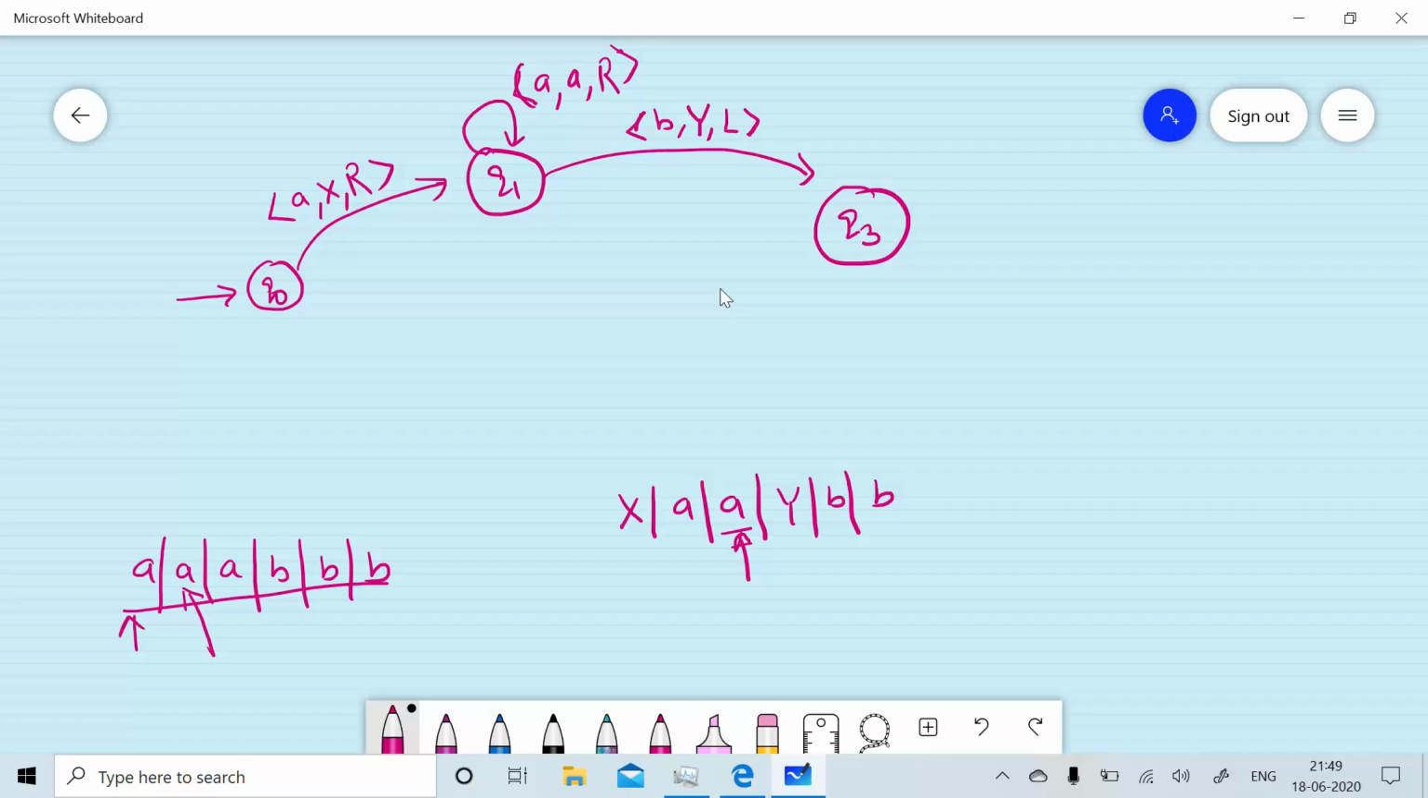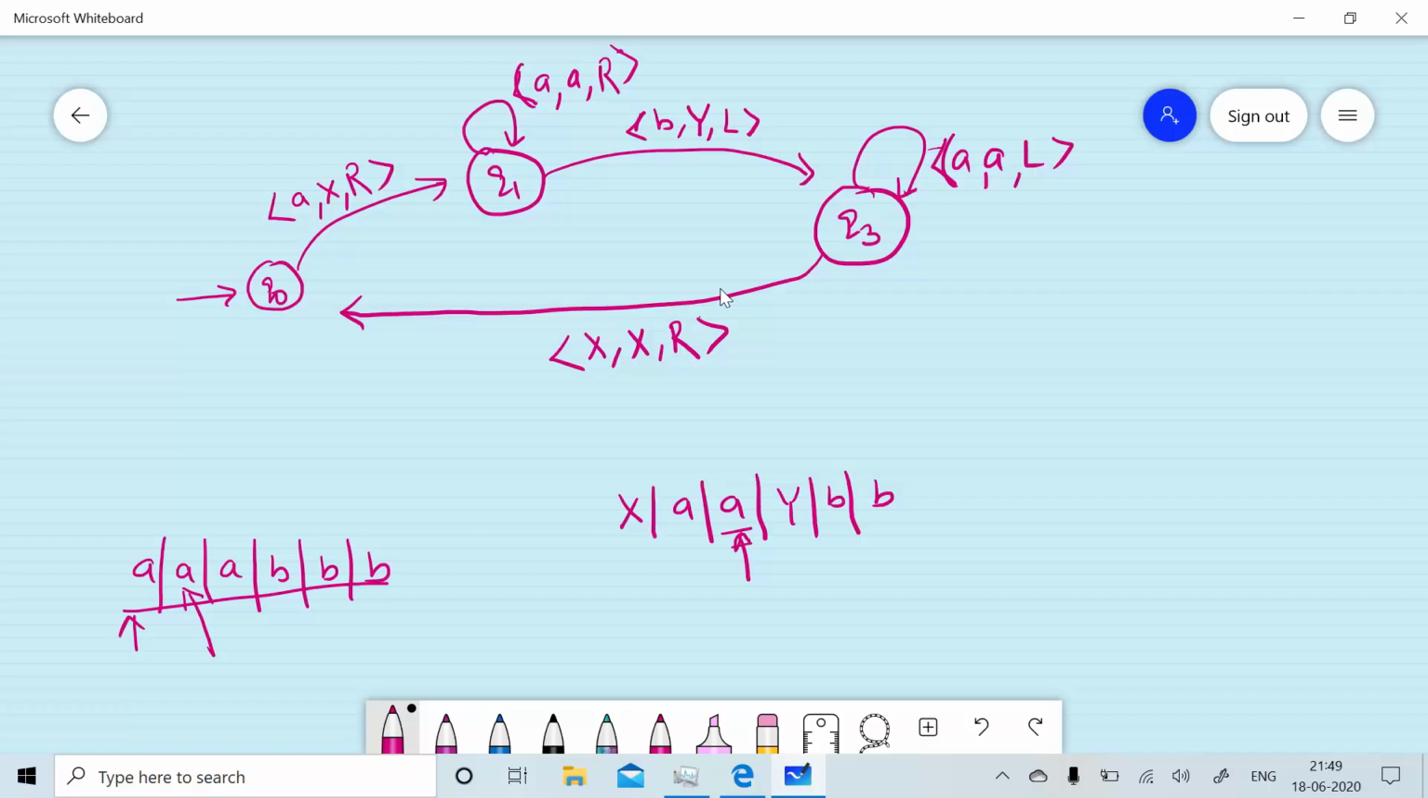Next A will occur immediately after X. So we will read a number of A, replace them by A and move toward the left hand side. After a number of iterations, we will read X, replace it by X and move toward the right hand side. After a few iterations, our read write head is pointing to this one, and we are in Q0 state.